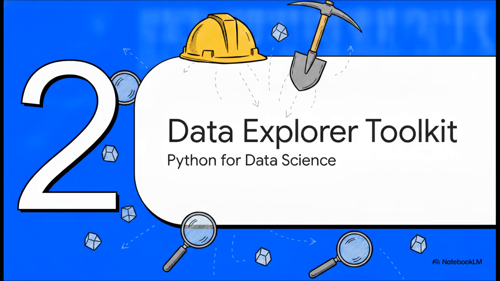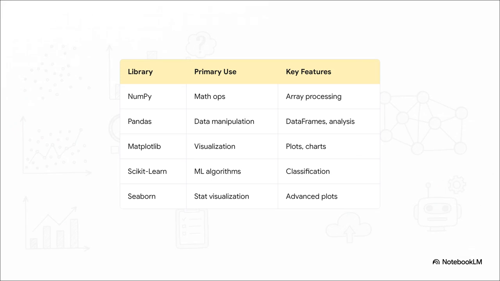With that conceptual foundation set, let's grab our hard hats and move on to Section 2, the Data Explorer's Toolkit. If you're working in Python, which most data scientists do, your toolkit looks like this interconnected set of libraries. NumPy handles all the heavy mathematical lifting. Pandas is literally your best friend for data manipulation and cleaning.